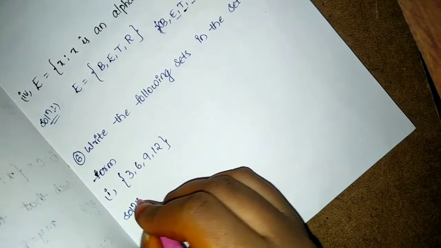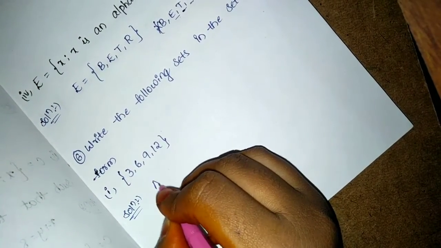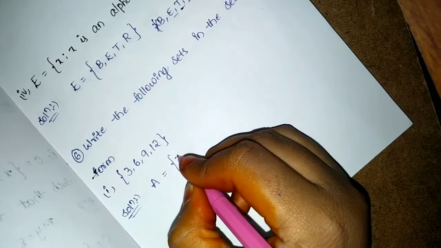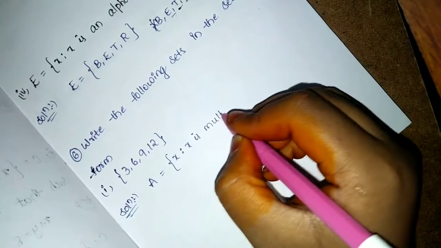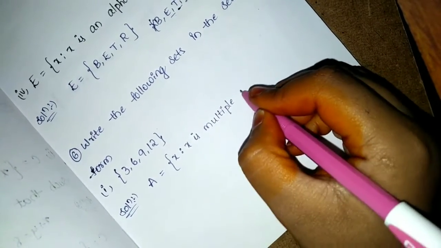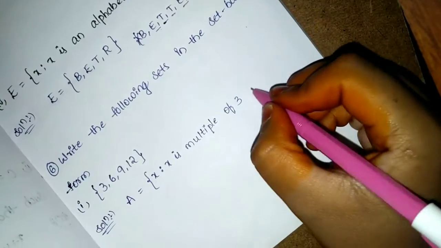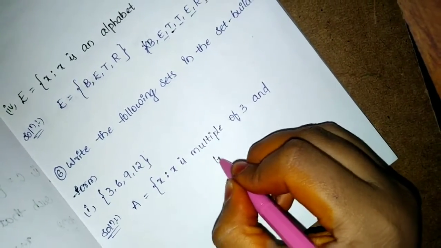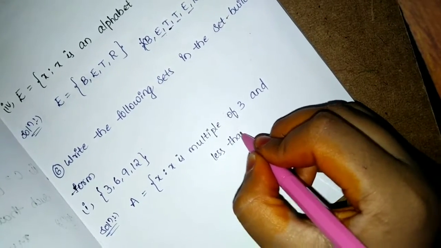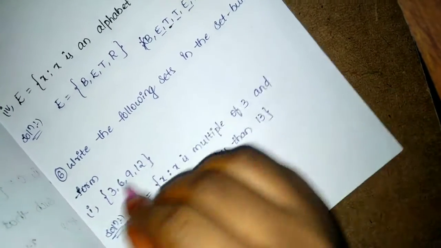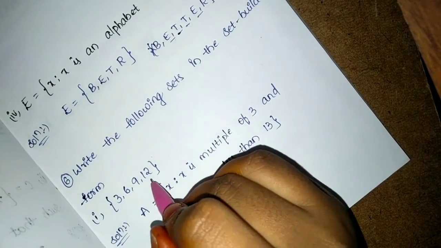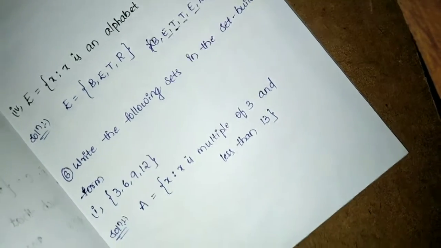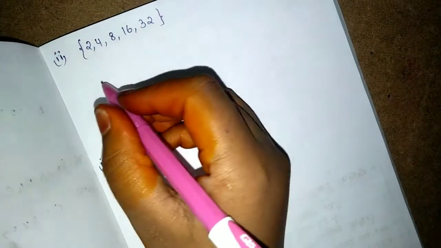So solution for this is A equal to the set of x such that x is a multiple of 3 and less than 13. We don't have multiples of 3 after 12. That means it is less than 13 and multiples of 3. Next one is 2, 4, 8, 16, 32.